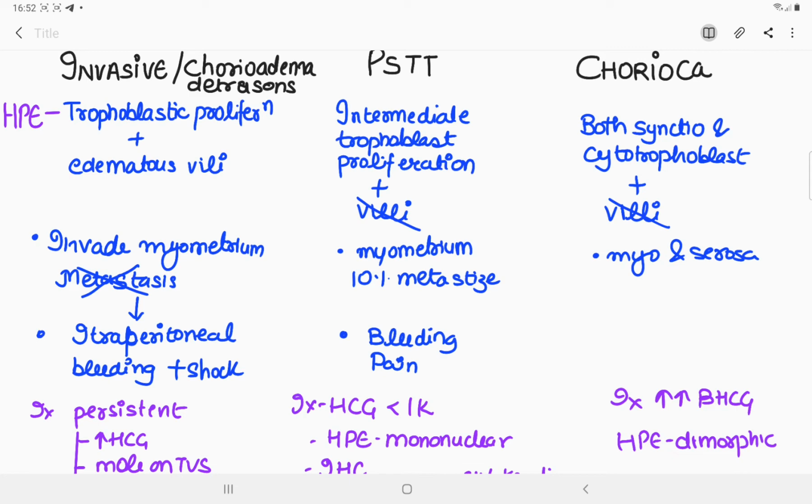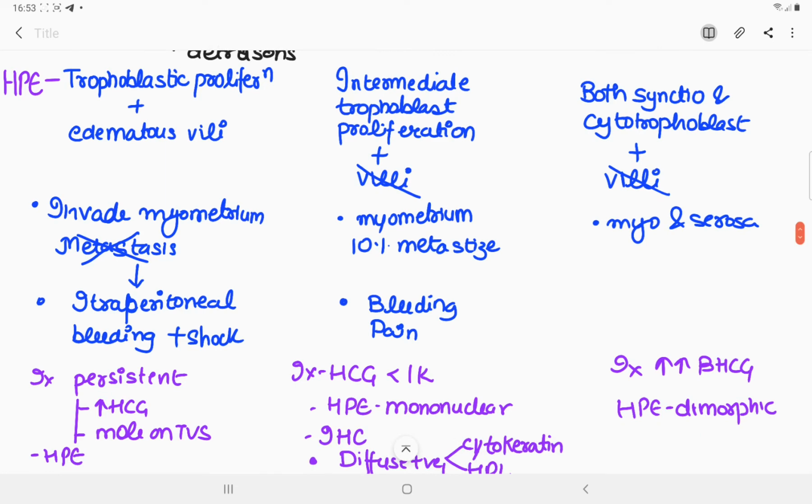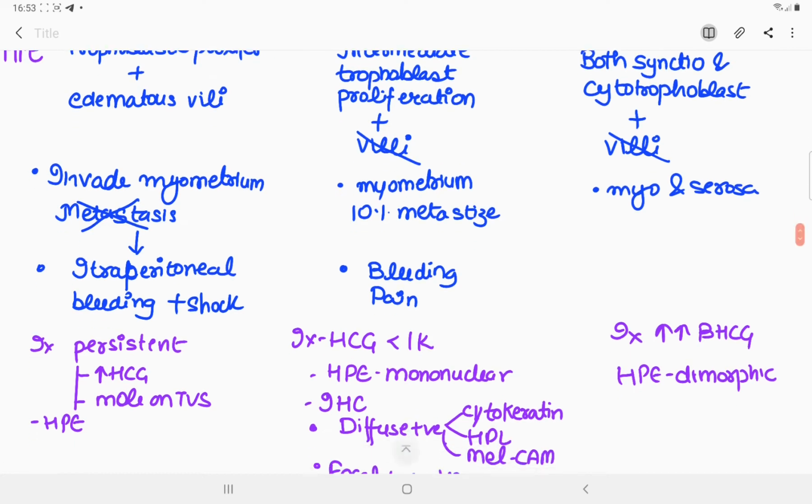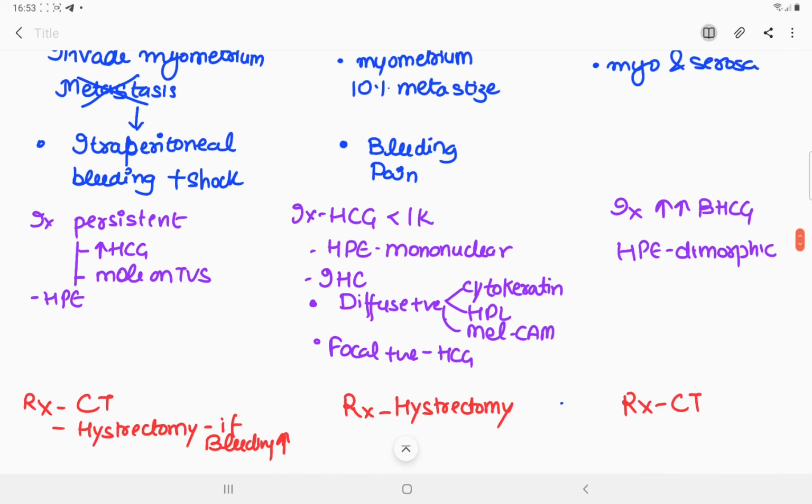All three of them can be differentiated on pathology. Invasive mole shows trophoblastic proliferation plus edematous villi. It invades the myometrium, but there is no metastasis. It can also lead to intraperitoneal bleeding, which can lead to shock. On investigation, there is a persistent increase of HCG, and a mole on TVS and histopathological examination. In treatment, chemotherapy is given. Hysterectomy is only done if bleeding is excessive.